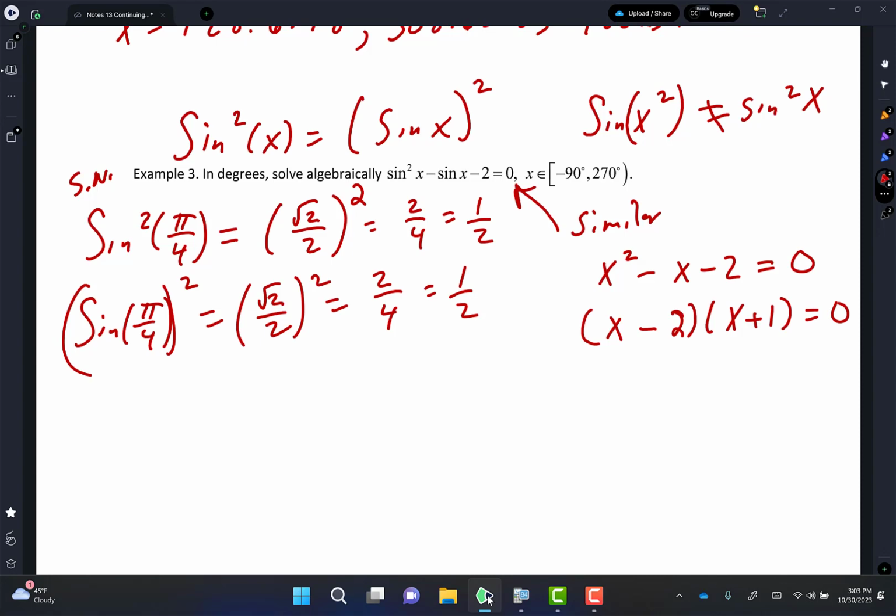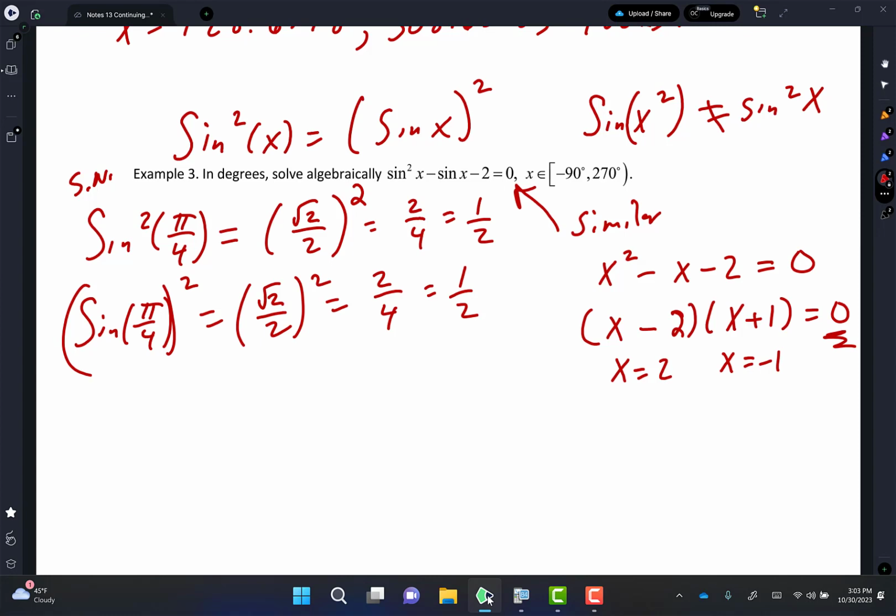Okay. So now, what were my solutions when you were in Algebra 2? Well, x equals 2. 2 minus 2 is 0. 0 times anything is 0. That's why it's so useful to set stuff equal to 0, right? Because it's so easy. And what else would make it 0? Or if x is negative 1. Negative 1 plus 1 is 0. And 0 times anything is 0. Cool or not cool? Cool.